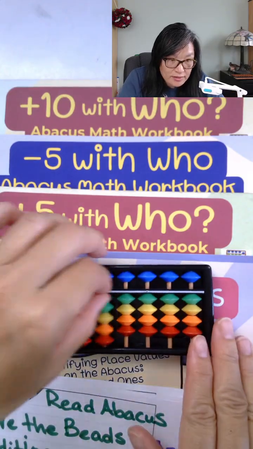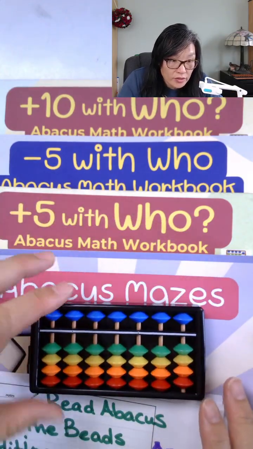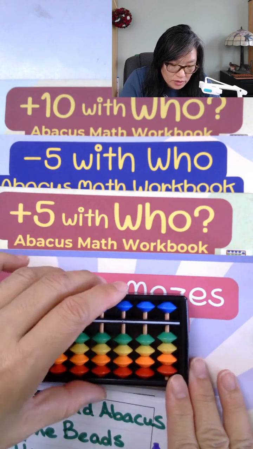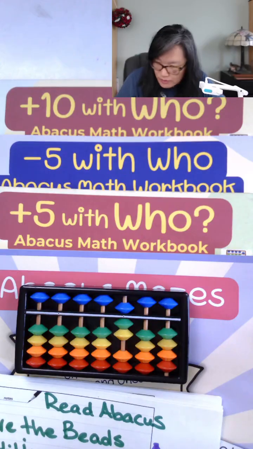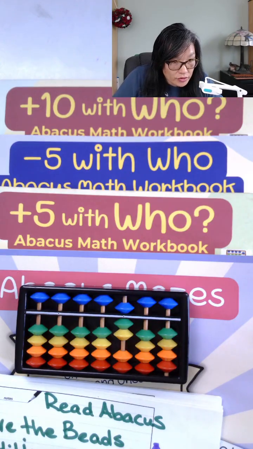So I have my abacus. Thank you, I appreciate that. So I have 7. I want to add the 3. When I add the 3, where's my things? That's too much.